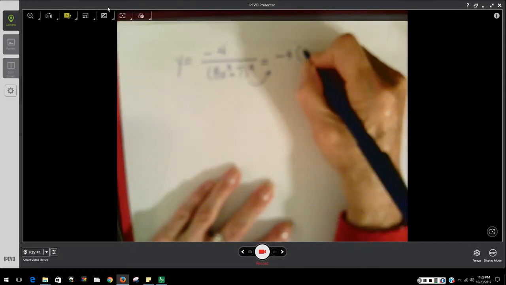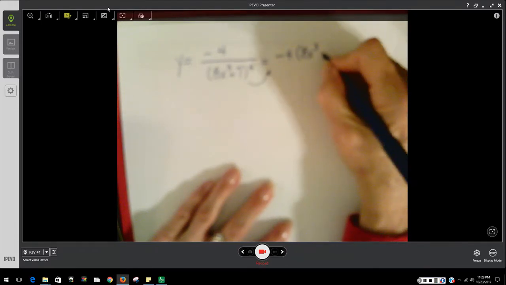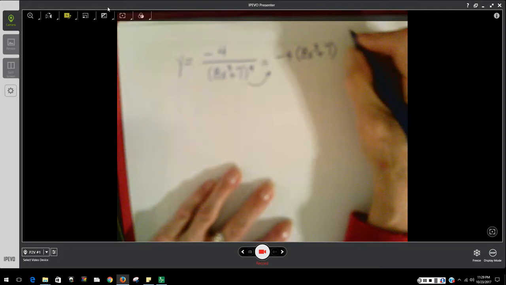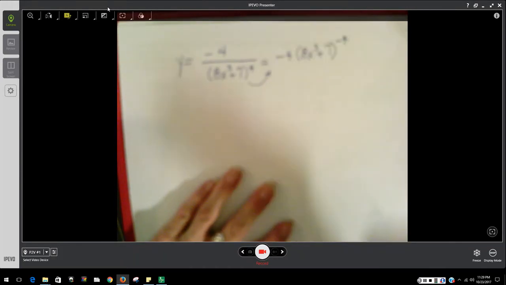So the way that we do that, as we've done this before, is we move the expression 8x cubed plus 7 raised to the 4th power to the numerator, which means our power now changes to be negative 4.